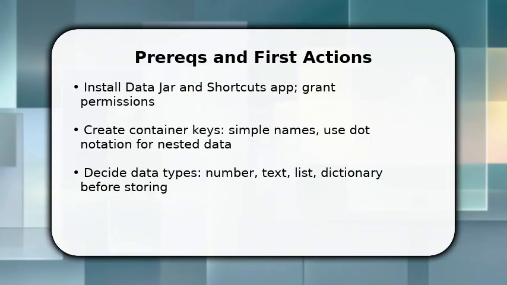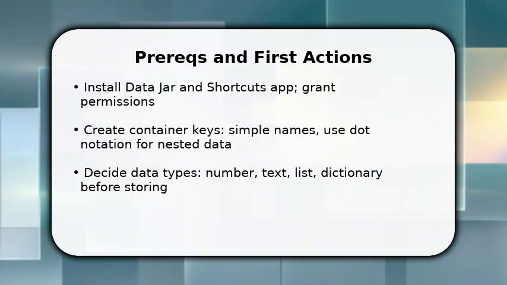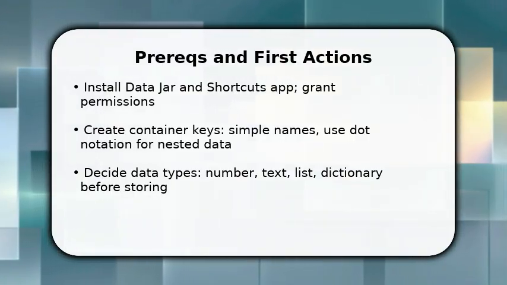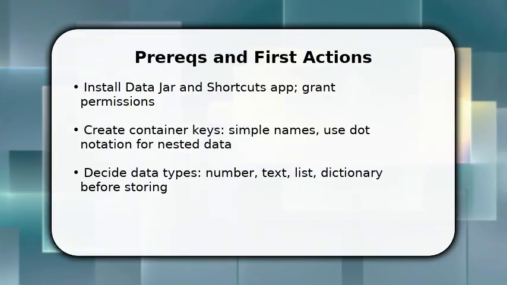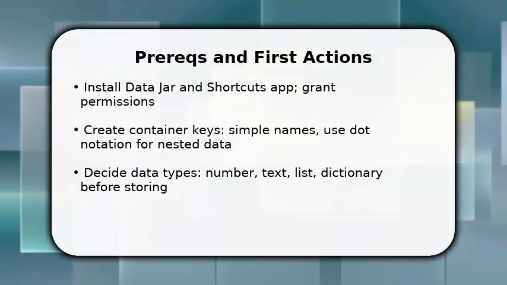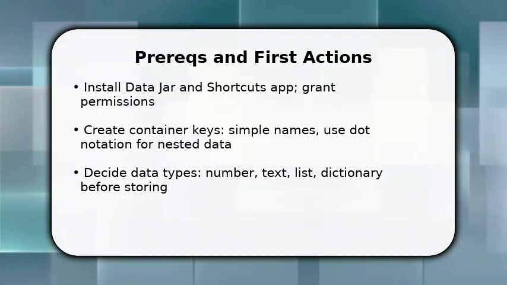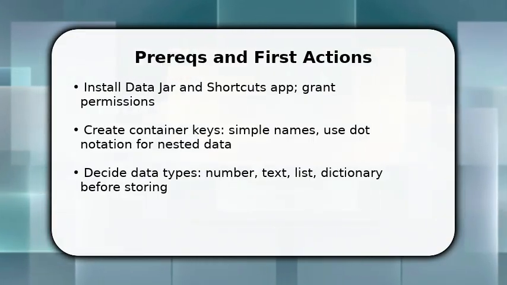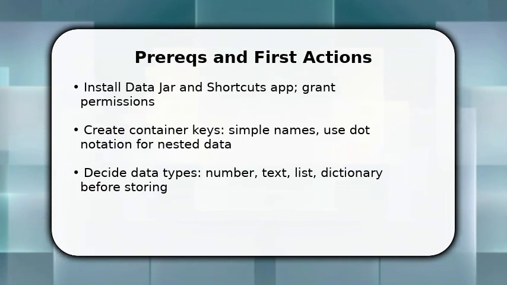Once done, add your first key using dot notation for nested values so future access is predictable. Make sure to choose the correct data type now, number versus text versus list, because data jar stores types strictly and incorrect types cause logic errors downstream.